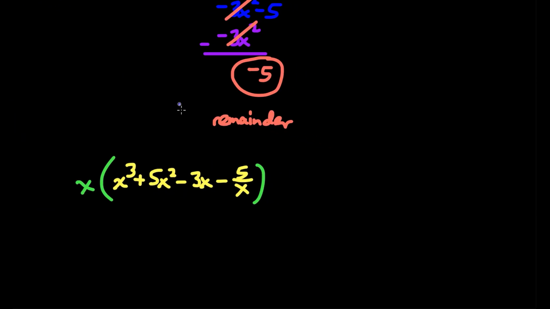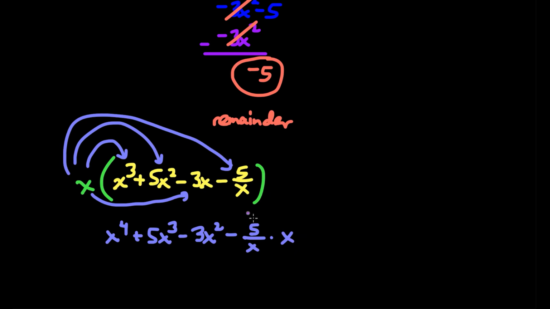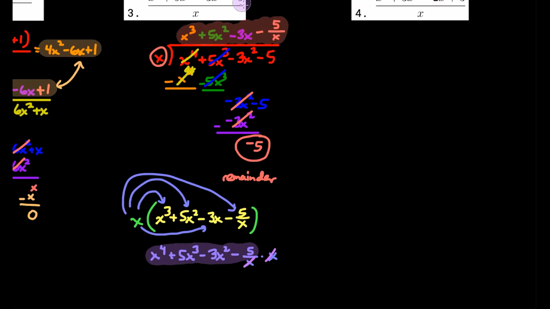All right, so here we go. Multiply this by x here, and you get x to the fourth. Multiply this by x, you end up with 5x to the third. Multiply this one over here by x, you get negative 3x squared, and then multiply the last one by x, and you get negative 5 over x times x. Well, the x's cancel, so you're just left with negative 5. If you notice, what I'm highlighting right here, which is not the answer, it's just me checking the answer, matches the numerator up here.